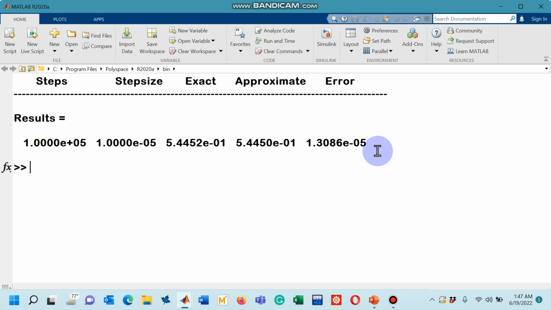So the rule is behaving such that as we decrease the step size by one order of magnitude, the error is also decreased by one order of magnitude, and this behavior shows that the method is first order accurate. That's it. This is all about the MATLAB code for the left product rectangle rule to approximate the Riemann-Liouville fractional integral.